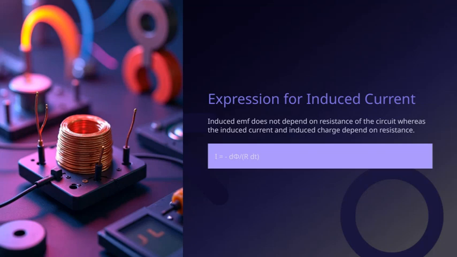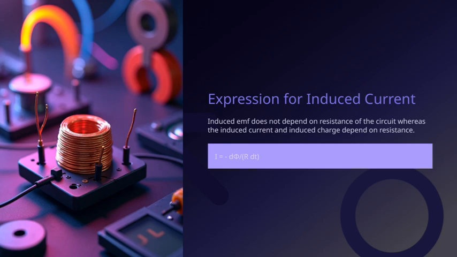Now let's look at this important equation. I equals negative d phi divided by R times dt. This tells us how the induced current relates to the change in magnetic flux. What's really interesting here is that the induced EMF, which is this negative rate of change of flux, doesn't depend on the resistance at all. Instead, it's determined solely by how quickly the magnetic flux changes.